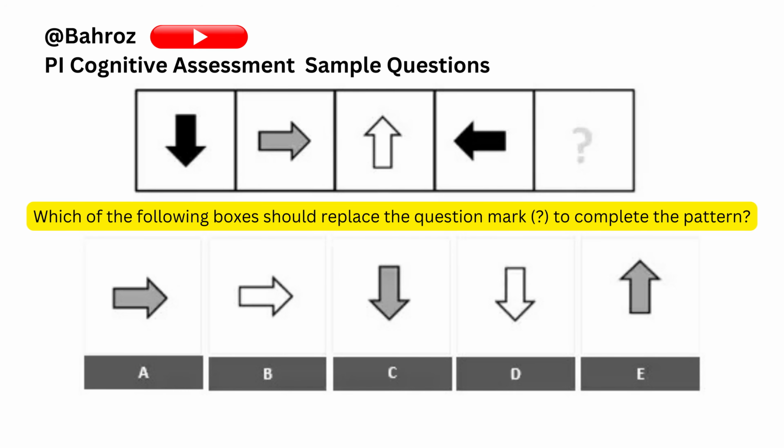So here there is a pattern in the direction of the arrow, and then there is a pattern in the color of the arrow. So black, gray, white, black. So next would be gray, because black, gray, white, black, gray, white. So we can simply eliminate B and D because they are white. We are looking for gray. Second, the arrow rotates clockwise by around 90 degrees. So in every third pattern, it rotates by 90 degrees clockwise, which means the gray will also rotate 90 degrees clockwise, which means gray will be pointing down. So C is our answer.